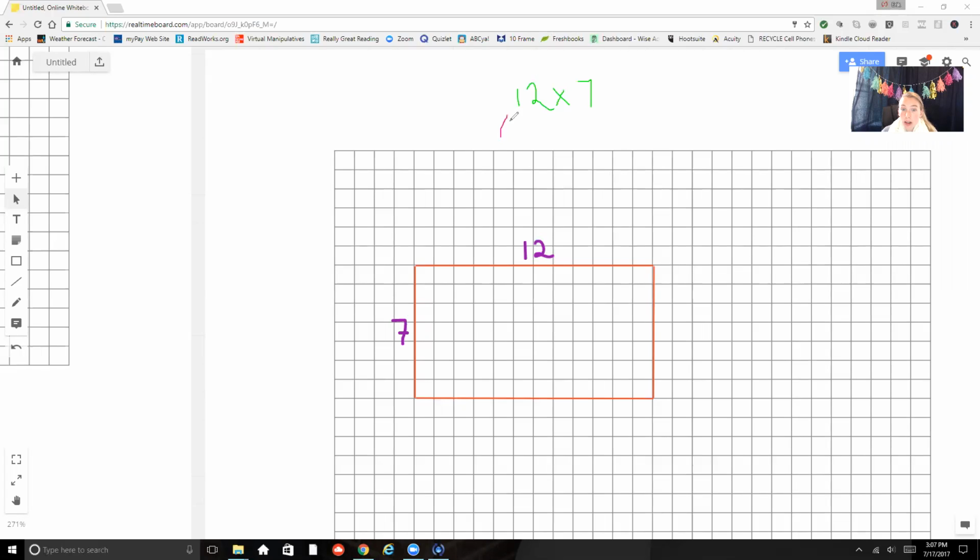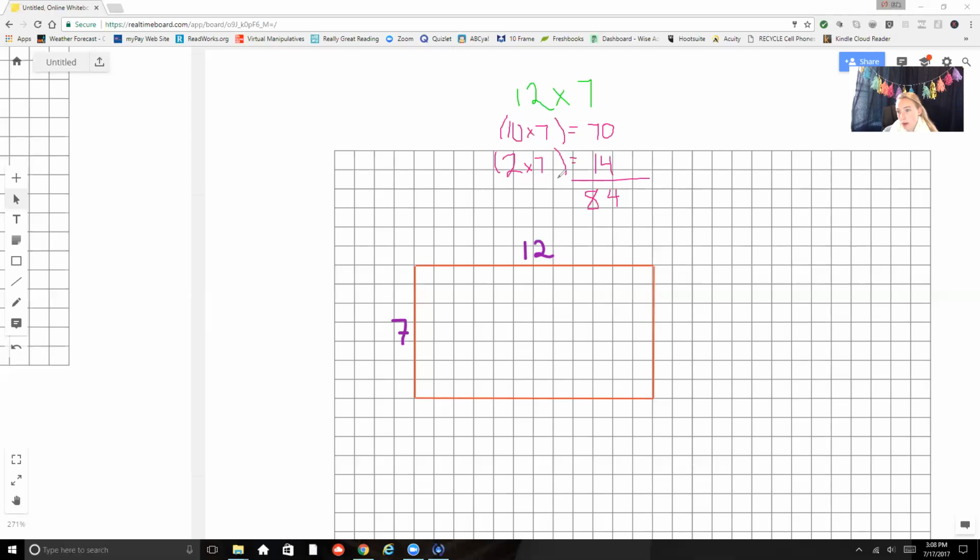So here I'm going to say, okay, 10 times 7, and then 2 times 7. I know 10 times 7 is 70. I know 2 times 7 is 14. So altogether, that's going to give us 84.